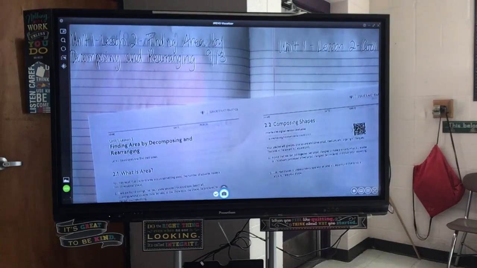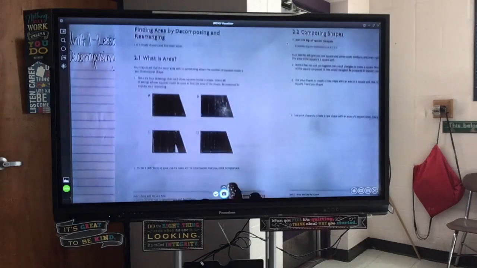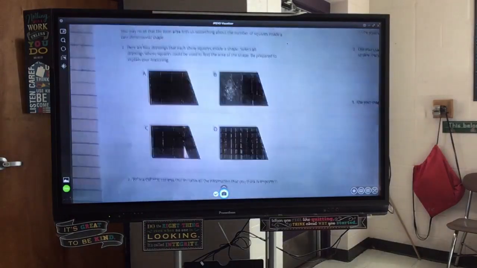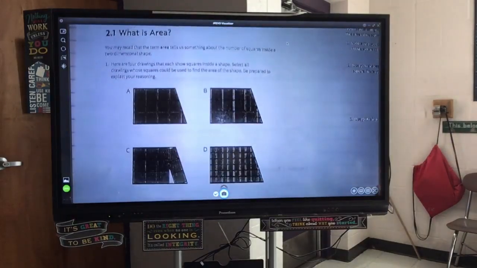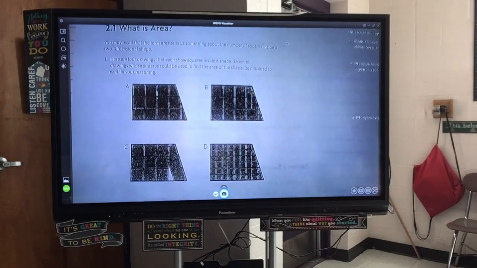All right. Looking at our first activity for today. Zoom in a little bit. So it says, you may recall that the term area tells us something about the number of squares inside a two-dimensional shape. Here are 4 drawings, and everyone has their pencils down. You don't need to be writing, I need you listening. Okay? I'll give you enough time. Here are 4 drawings that each show squares inside a shape. Select all. That means that there might be more than one answer. Drawings whose squares could be used to find the area of the shape. Be prepared to explain your reasoning.